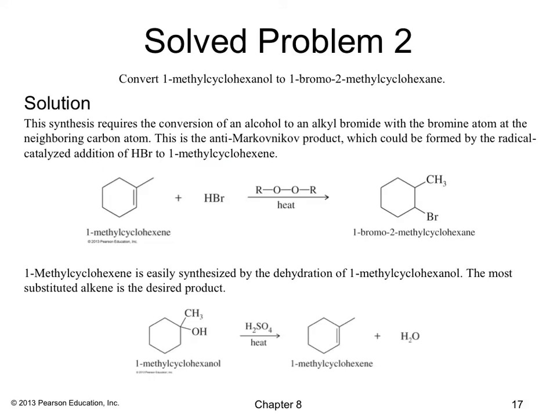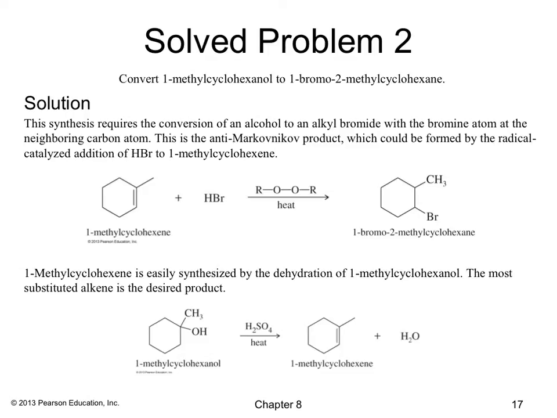So let's look at problem 2, where you're looking to convert 1-methylcyclohexanol to 1-bromo-methylcyclohexane. So this synthesis requires conversion of an alcohol to an alkyl bromide with the bromine atom at the neighboring carbon atom. So this is an anti-Markovnikov product, which could be formed by radical catalyzed HBr addition to 1-methylcyclohexene. So 1-methylcyclohexene is shown here.